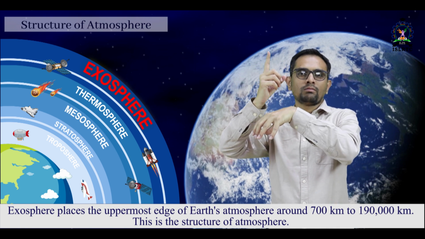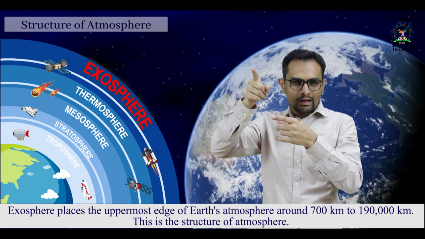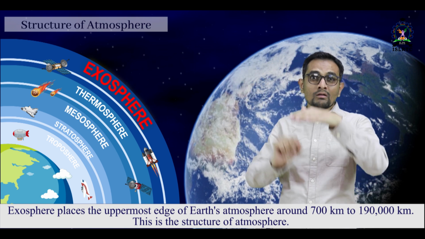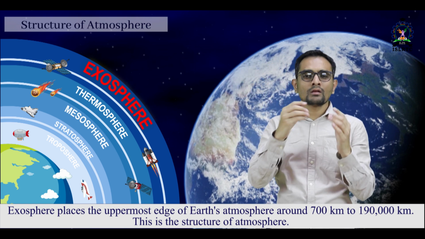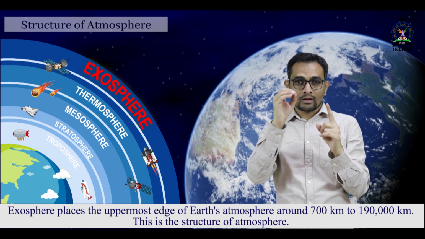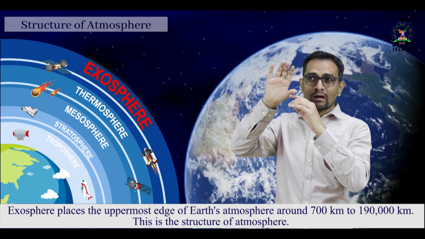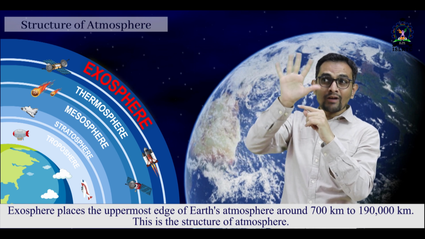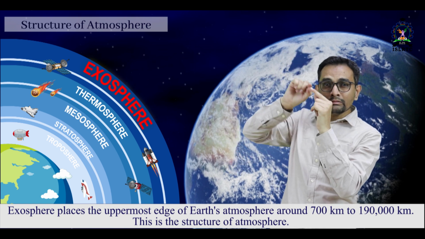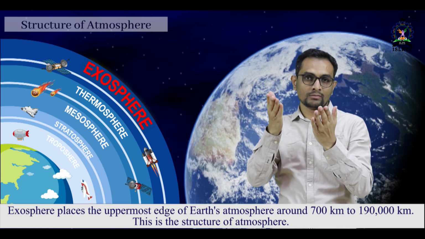Exosphere places the uppermost edge of Earth's atmosphere around 700 kilometers to 1,90,000 kilometers. This is the structure of atmosphere.